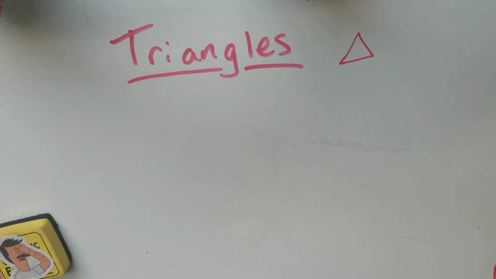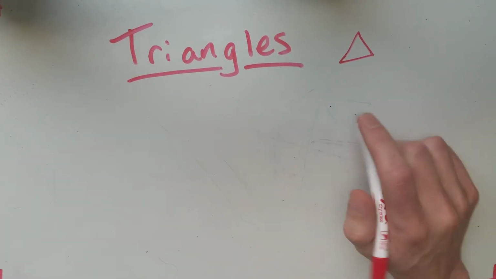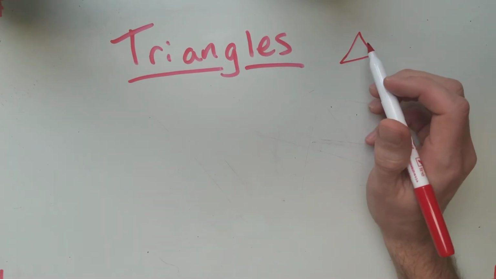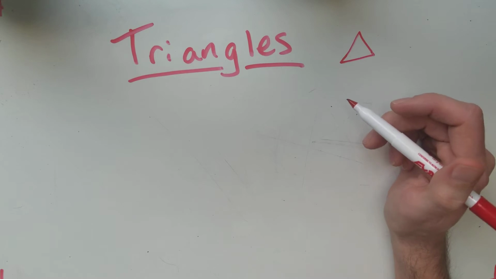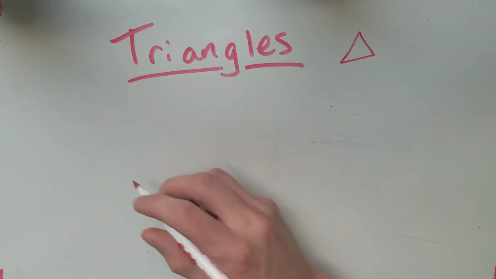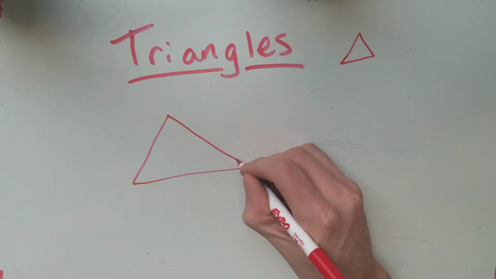Hey guys, today we're going to start talking about triangles. So triangles, we might know what they are. They look like this little shape over here. A triangle, we say, is a figure formed by three line segments that intersect at their endpoints. So an example of a triangle looks like this.